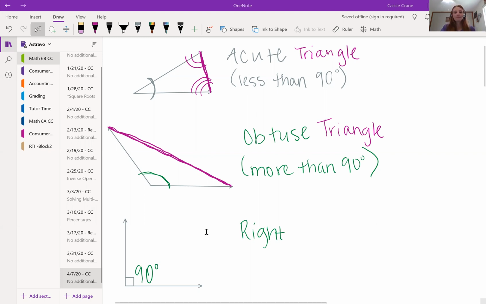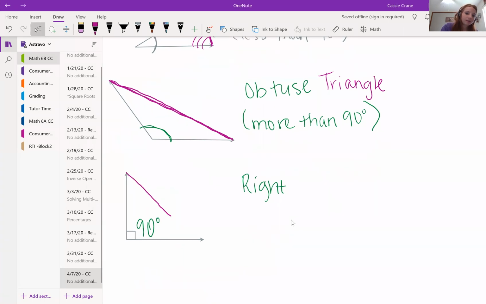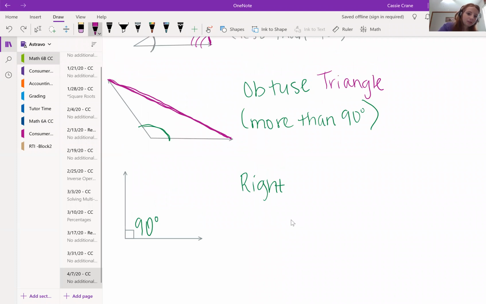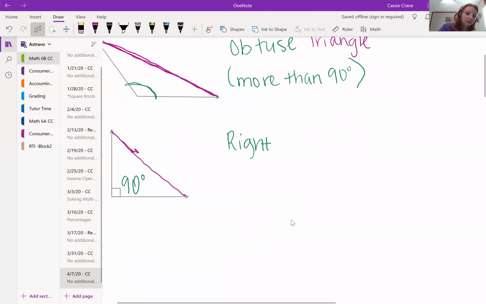There we go. All right, and then a right triangle is again, just like what we've already been doing. We're going to connect those sides there, or the ends of the angle, to make a triangle. And a right triangle is just what it looks like. It's a triangle with one right angle.